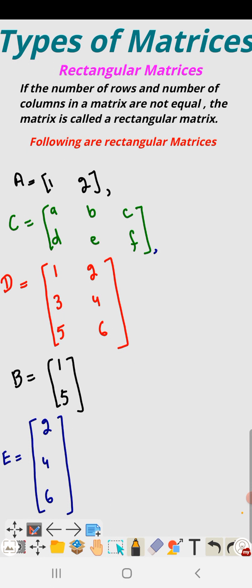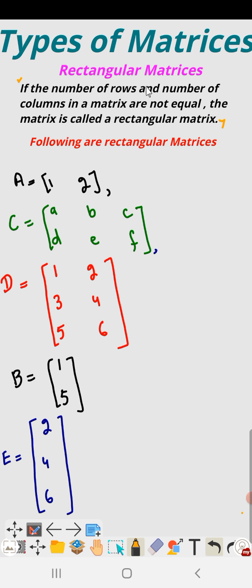Today we are going to start a new topic of matrices, that is type of matrices, and in this lecture we will learn rectangular matrices. First of all, we see the definition of rectangular matrices. This is the definition of rectangular matrices from here to here.